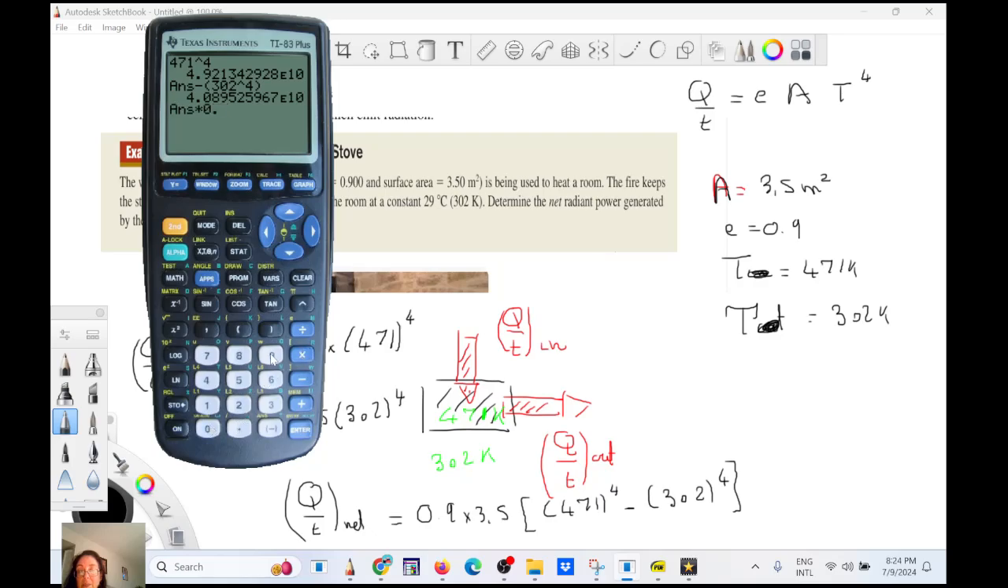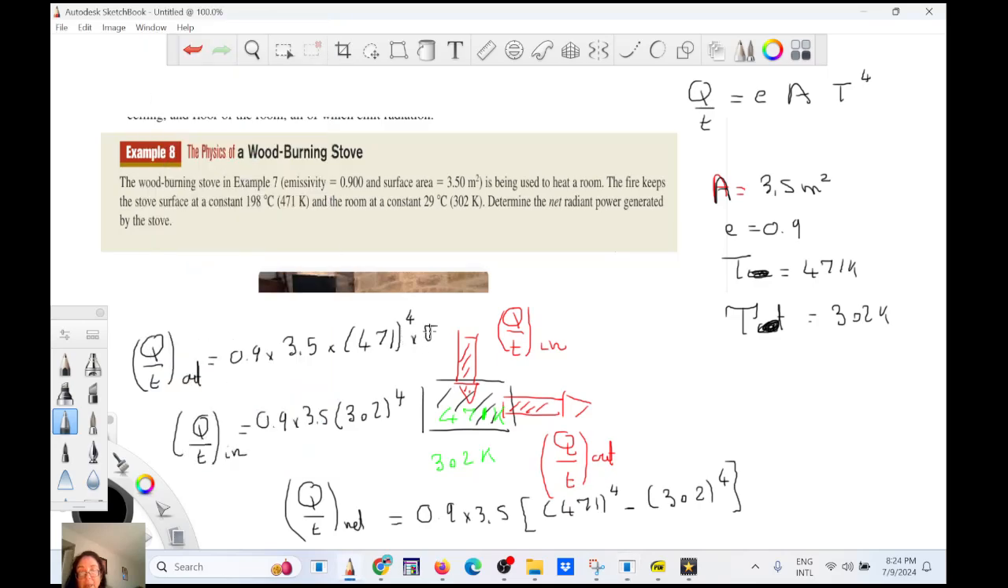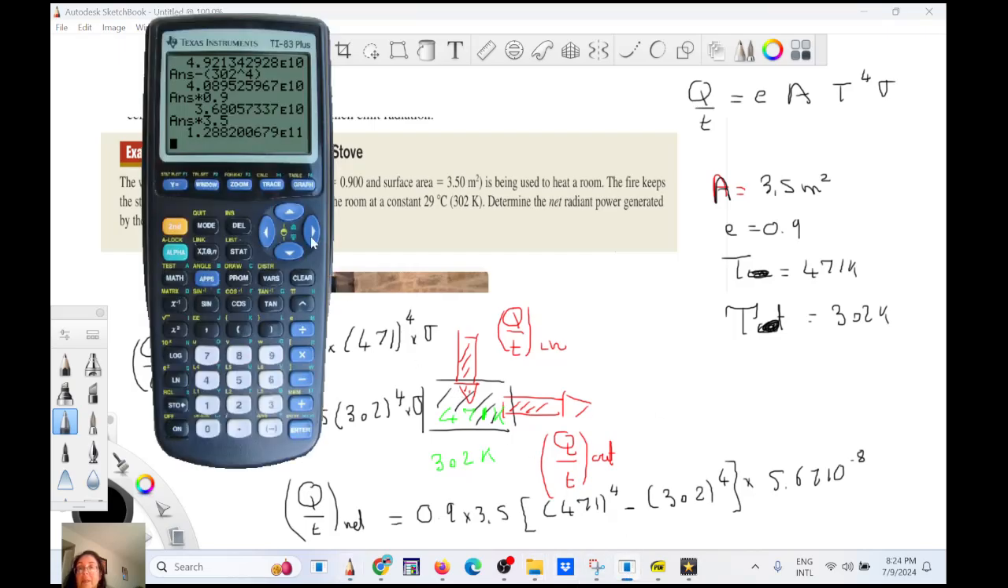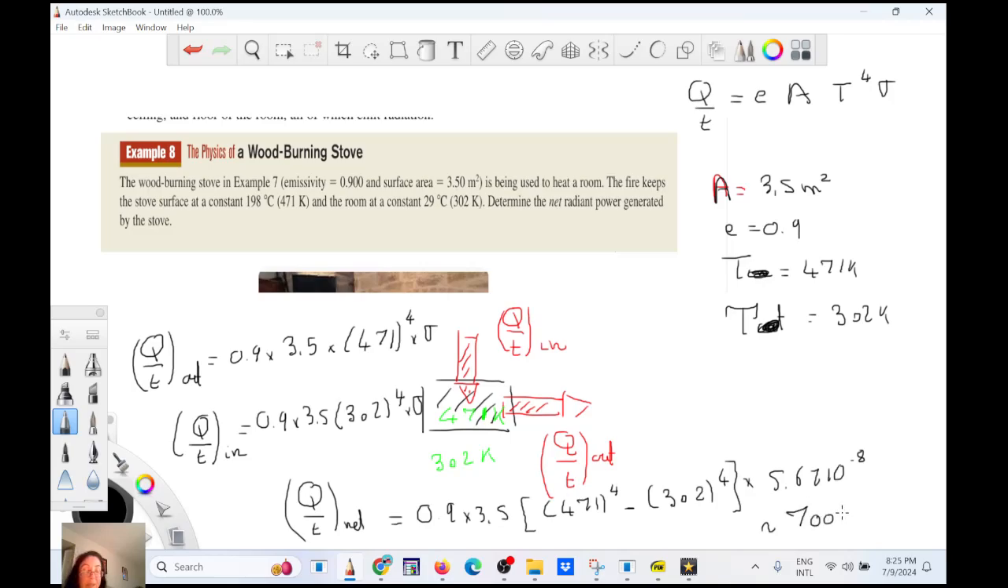You take 90% of that and you multiply by the area, 3.5. And I forgot to multiply by the Boltzmann coefficient, which is 5.67 times 10 to the negative 8. So you have your sigma here, the Boltzmann constant. Otherwise, it would have given me such a big number. You will be in big trouble if you have that much energy in a room. So times 5.67 times 10 to the negative 8, and you get about 7,000 watts.